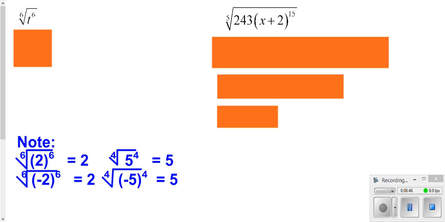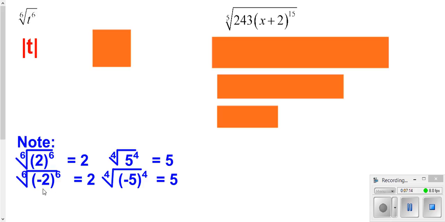Here we have the 6th root of a t to the 6th. Well, the 6th root and your exponent of 6 cancel each other out, and we get t. But technically, it's absolute value of t. Take a look at the side note down here. The 6th root of 2 to the 6th would be the 6th root of positive 64, which would be positive 2.